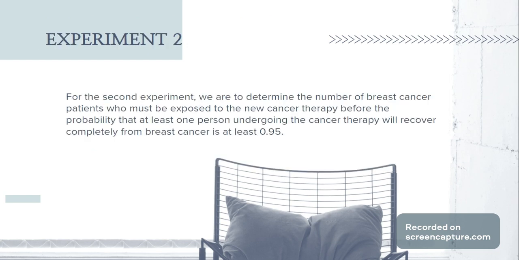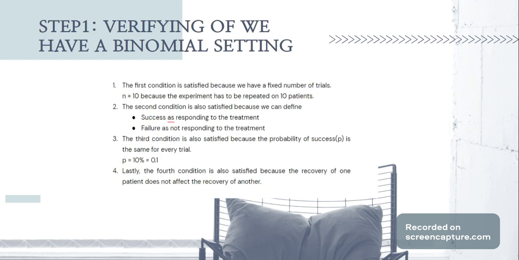For the second experiment, we are to determine the number of breast cancer patients who must be exposed to the new cancer therapy before the probability that at least one person undergoing this treatment will recover completely is at least 0.95. As we did before, the first step is always to verify if you have a binomial setting. And now that the second experiment is a continuation of the first one, we can confirm that even the second experiment satisfies the four conditions.